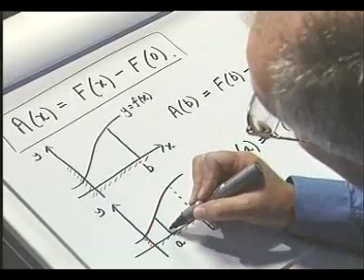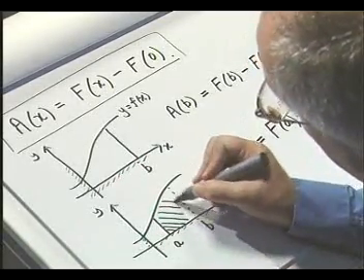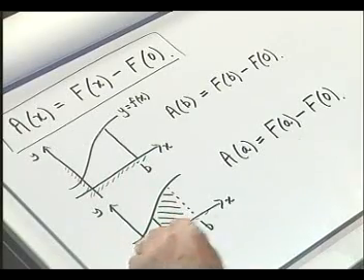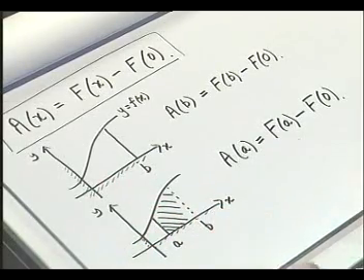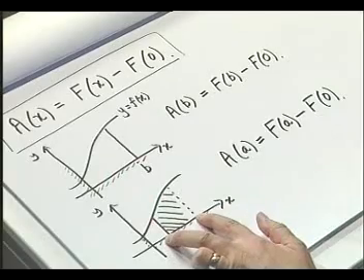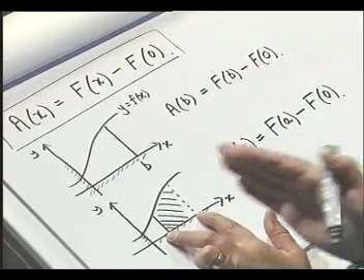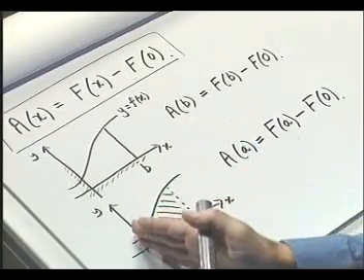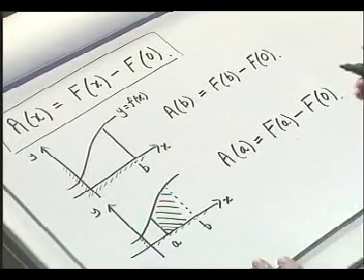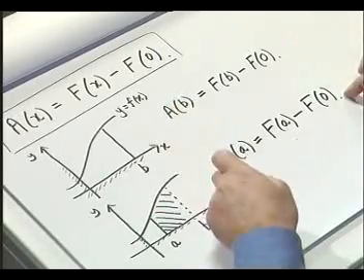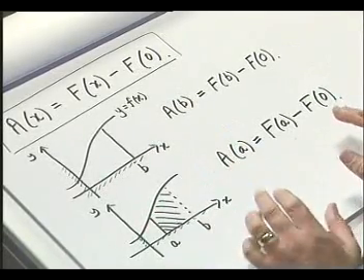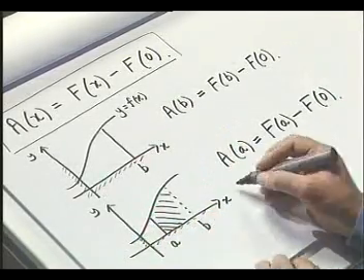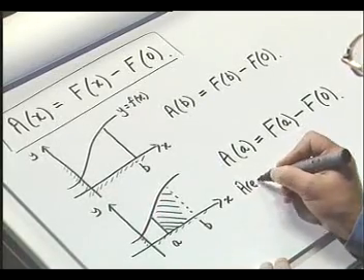Ask yourself, how do I find this area in here? That's the area between A and B. Well, the area between A and B we can think of as the area up to B subtract the area up to A. So if we find the difference of these two quantities, that will give us the area between A and B.